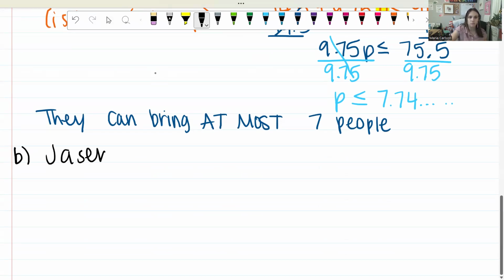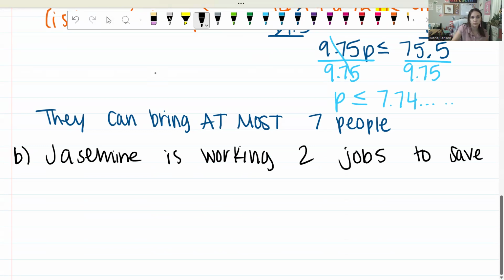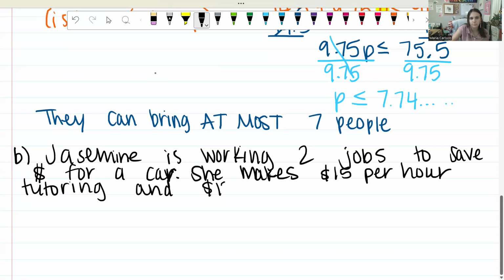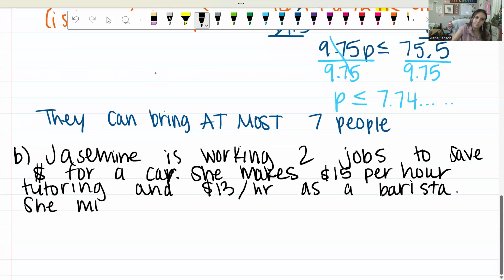Jasmine is working 2 jobs to save money for a car. If you want to abbreviate, money for car. Oops, this is an R, not a V. She makes $15 per hour tutoring and $13 per hour, abbreviate there, as a barista. She must earn no less than $160 this week.